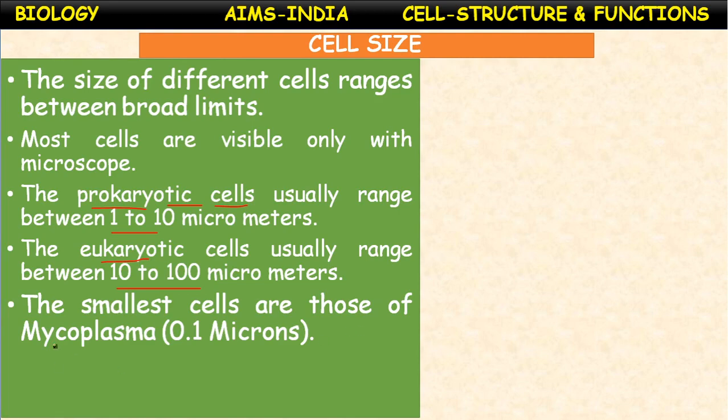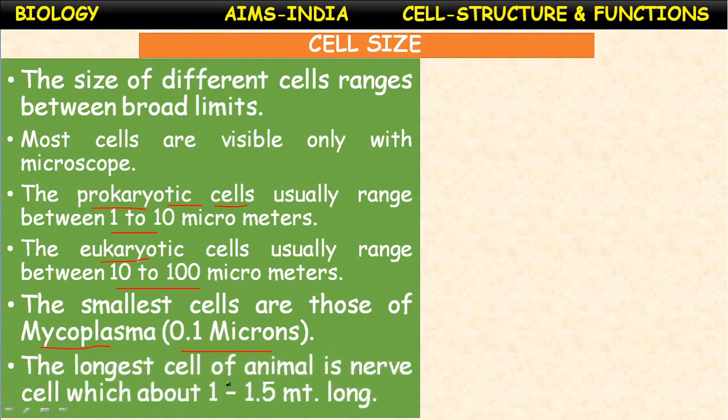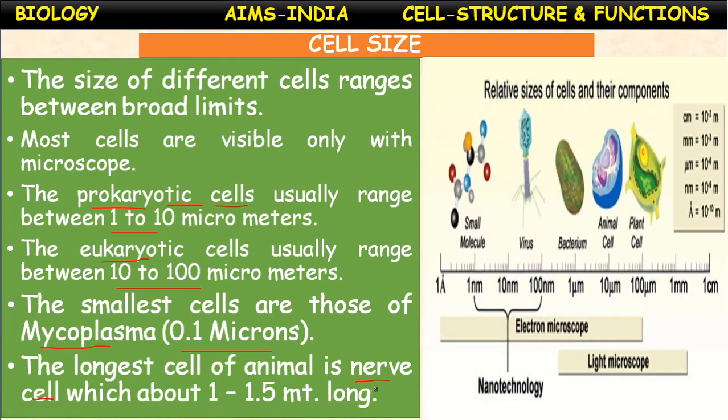The smallest cells are those of mycoplasma, that is 0.1 microns. They are also called PPLO, pleuropneumonia like organisms. They are the smallest cells. And the longest cell of an animal is the nerve cell. The nerve cell ranges about 1 to 1.5 meters long.